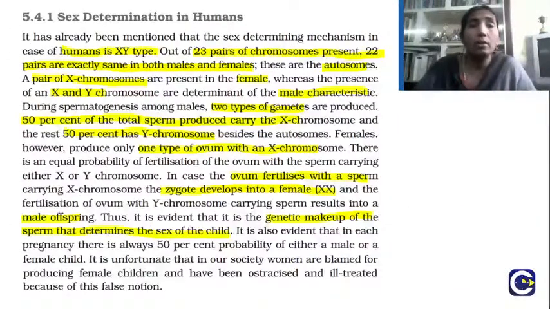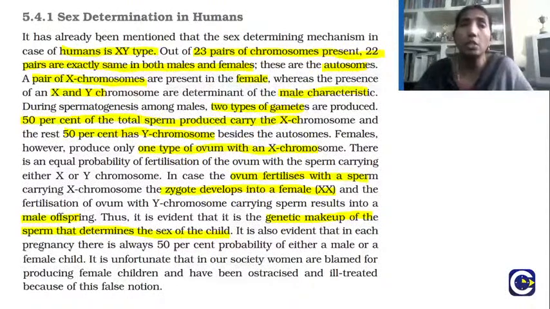Now we will go to sex determination in humans. In humans, we have the XY type of determination. Here we usually have 23 pairs of chromosomes. Of these, 22 pairs are autosomes, which are the same in both men and women. And if it is a male, it will be XY.